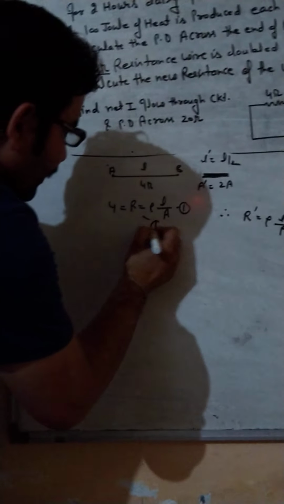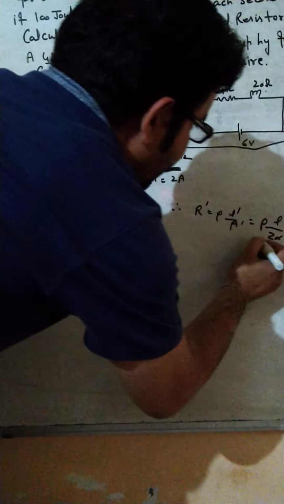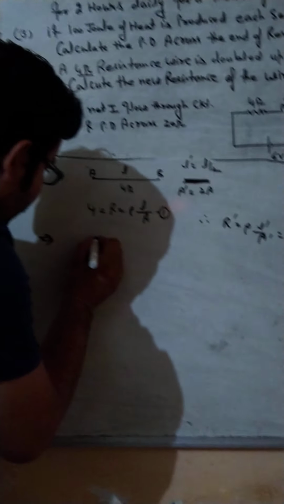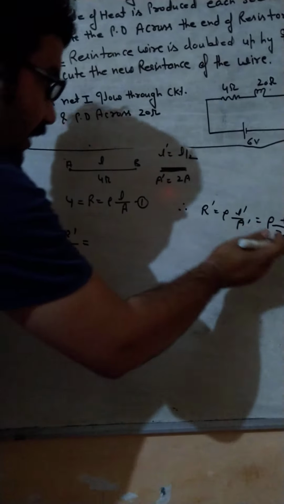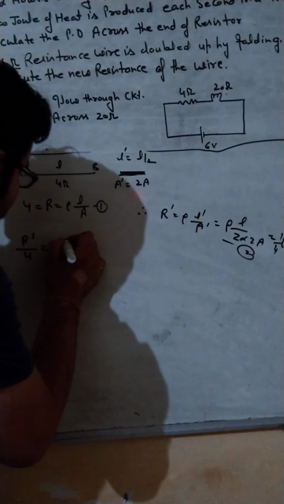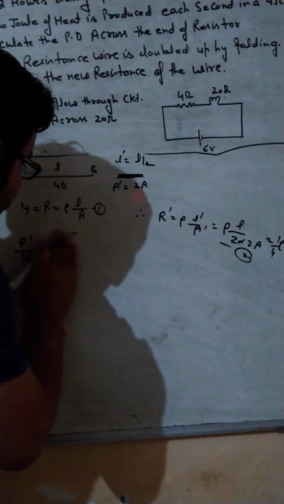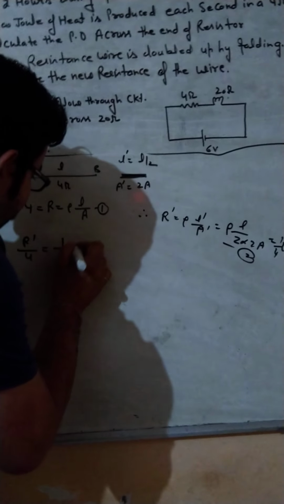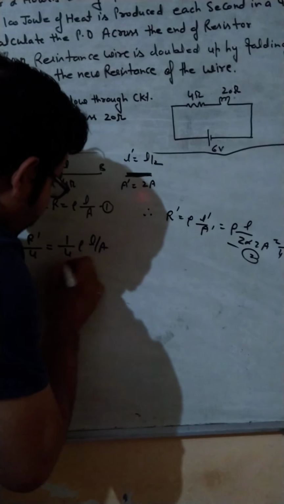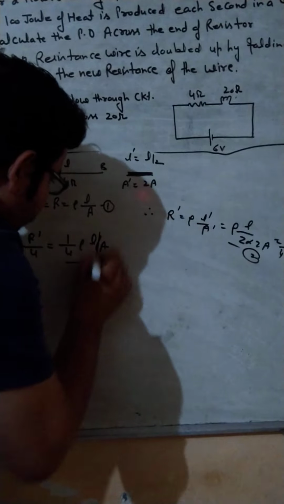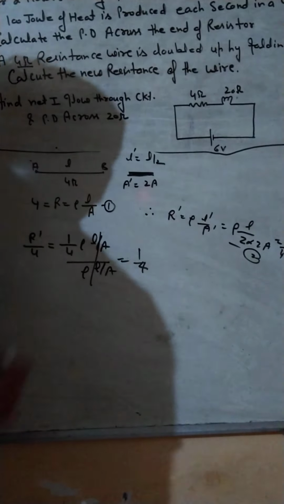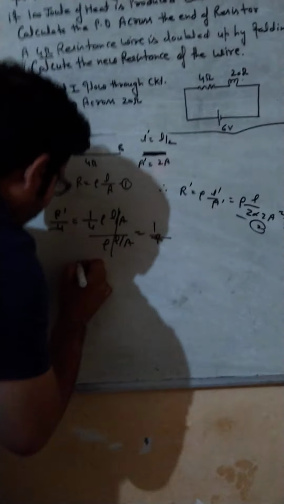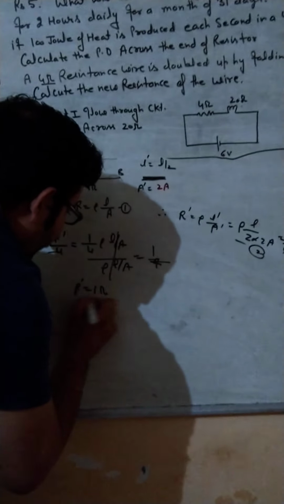Now we will divide equation number 2 by equation number 1. Then what is the answer? R dash by 4, and what for this one? That is 1 by 4 rho L by A divided by rho L by A. That is 1 by 4. 4 and 4 cancel. Then R dash will be 1 ohm. That will be the answer after folding that wire.